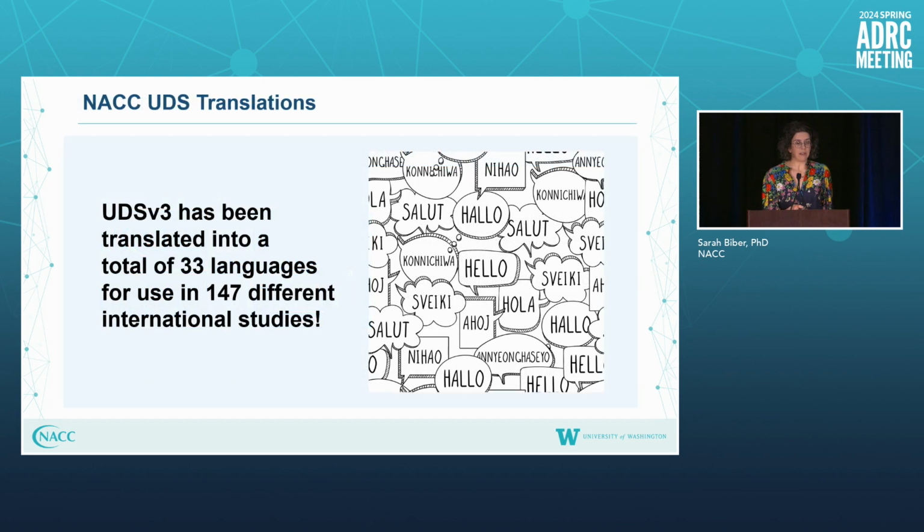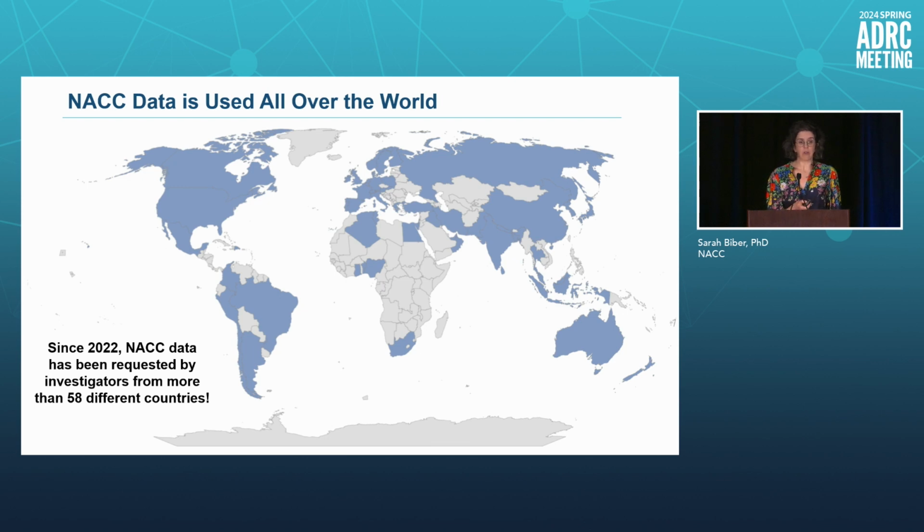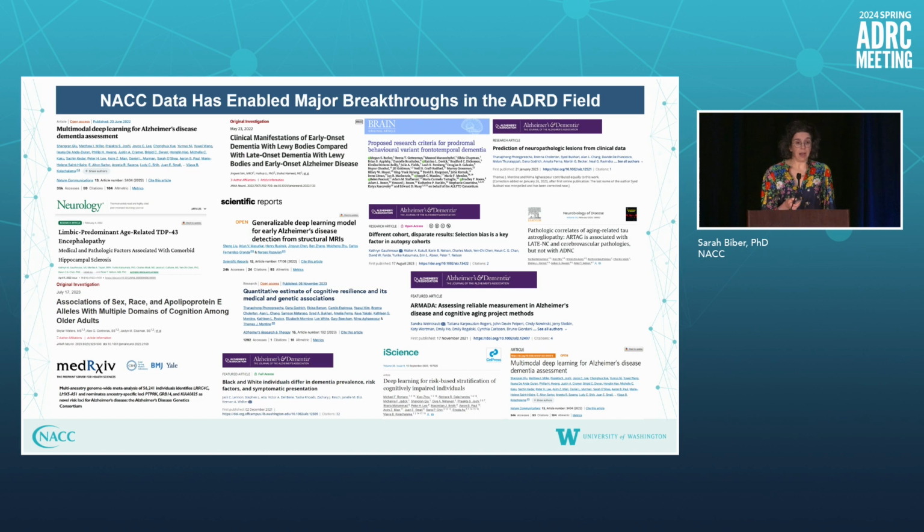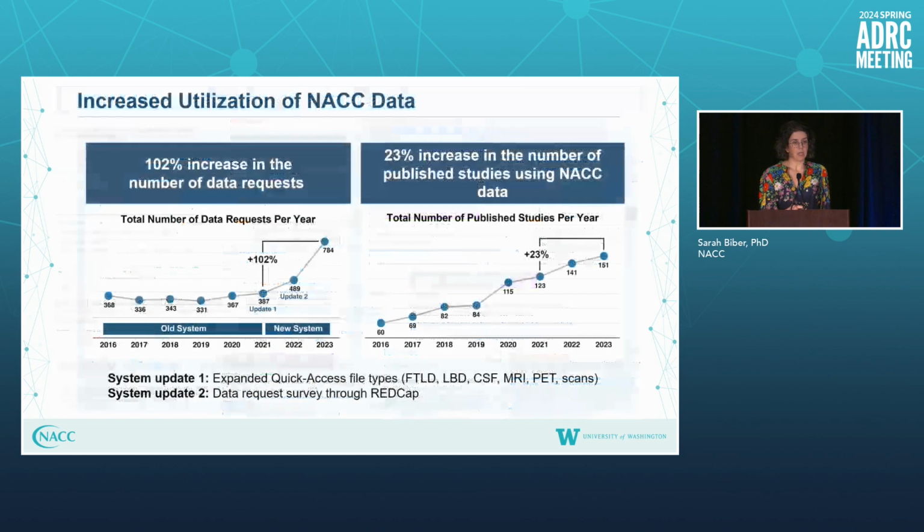So just a few stats on that. UDS v3 alone has been translated into 33 different languages and has been used in 147 different international research studies. Since 2022 alone, NACC data has been requested by investigators from more than 58 different countries. And this has been used to drive major breakthroughs in the field. This is just a smattering of some exciting recent papers from the past couple of years. And as I mentioned yesterday, this data is being requested more and more. We've seen a 102% increase in the number of data requests and a 23% increase in the number of published studies using NACC data.